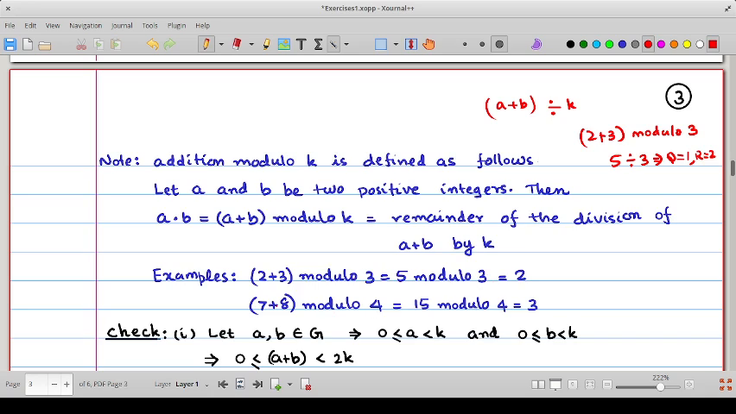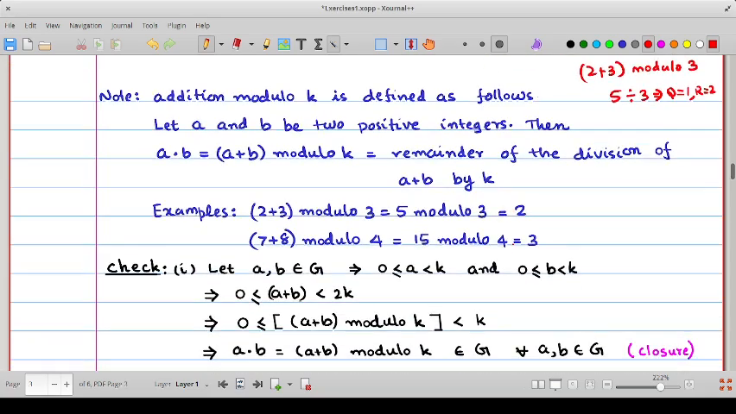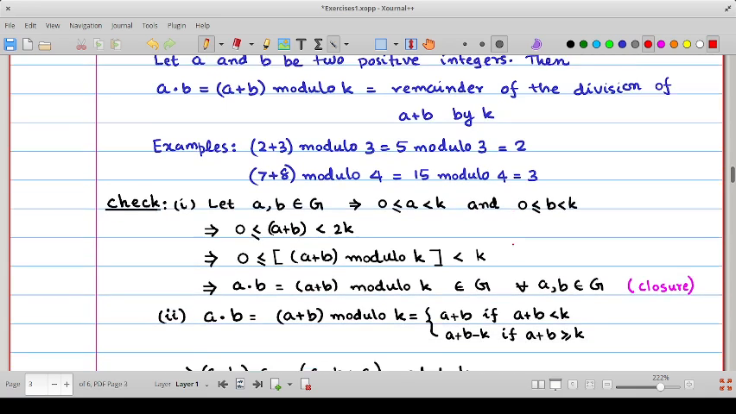And similarly, if I have 7 and 8, and for k I have 4, 7 plus 8 modulo 4 is, 7 plus 8 is 15. So 15 modulo 4, and division of 15 by 4 will have a quotient equal to 3 and a remainder equal to 3. So 15 modulo 4 is 3. So this is how addition modulo k is defined.